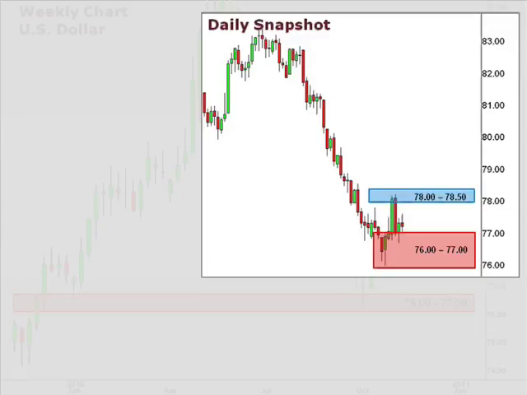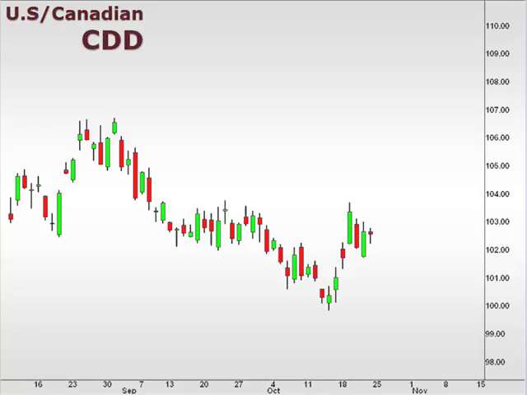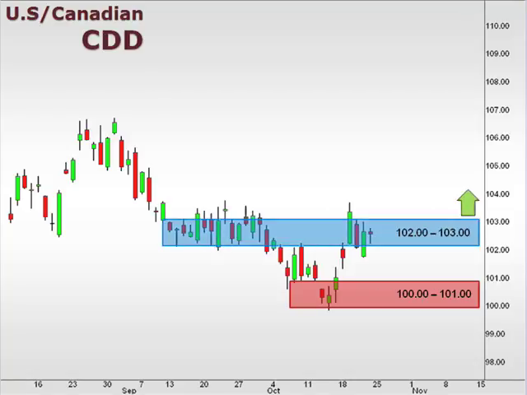Taking a quick look at a daily snapshot of the US dollar index, we can see here that 78 remains our short-term upside target. Next up, the USD/CAD, the US versus the Canadian dollar. Well, the US dollar has been trying to regain ground against the Canadian dollar with a bounce off of 100. The USD/CAD now consolidates in what appears to be a bull flag. While 102-103 still represents a short-term resistance level, a break above 103 opens the window for another leg higher.